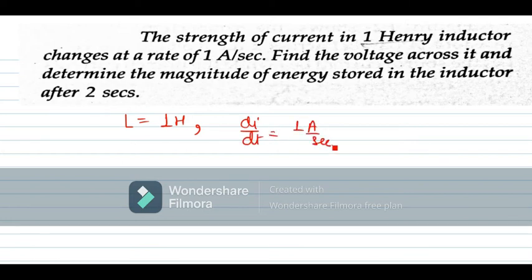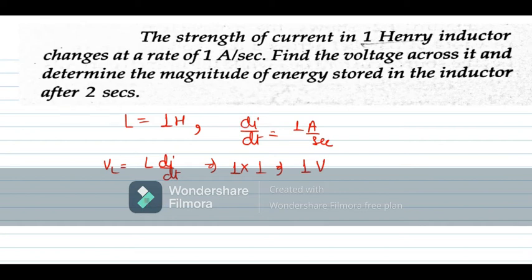Now we know that VL, the voltage across the inductor, is equal to L into di by dt. I have told you all this in yesterday's session. If you have not gone through those sessions, you can find the link in the description box. So here L value is 1 into di by dt is 1, so we will get 1 volt.